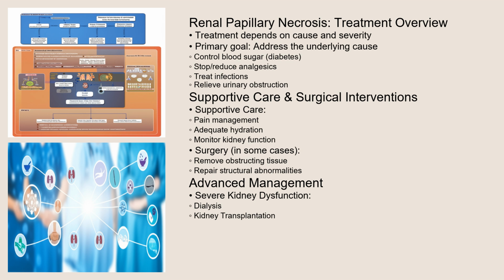The treatment and management of renal papillary necrosis depend largely on the underlying cause and the severity of the condition. The primary goal is to address the underlying cause, for example, controlling blood sugar in diabetics, discontinuing or reducing analgesic use, treating infections, or relieving urinary obstruction. Supportive care includes pain management, ensuring adequate hydration, and monitoring kidney function. In some cases, surgery may be necessary to remove obstructing tissue or repair structural abnormalities. If kidney function is severely compromised, dialysis or even kidney transplantation might be required.